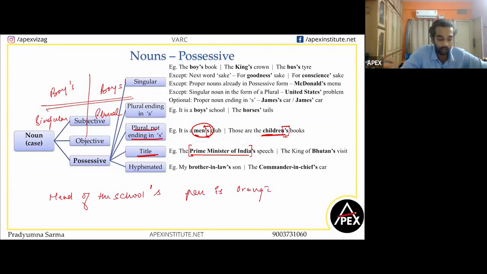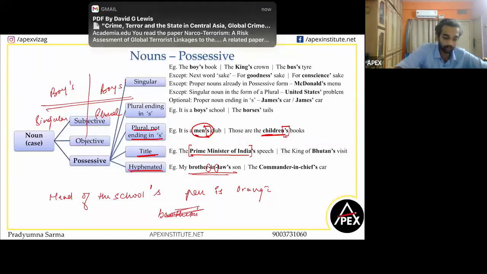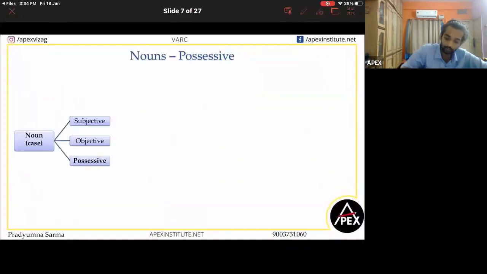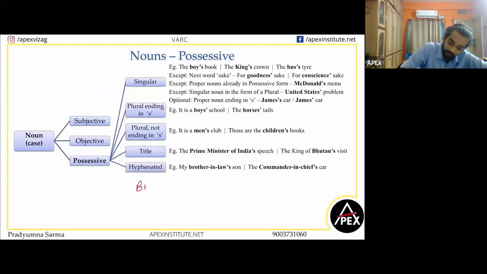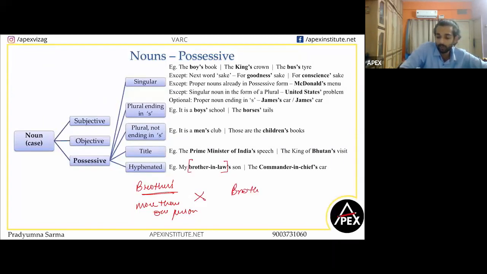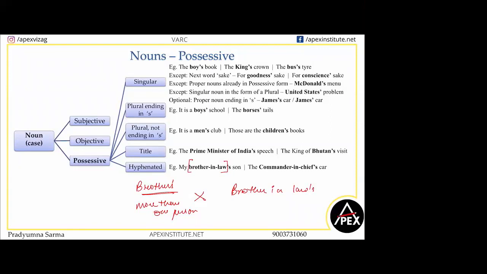Like that. Now what if it is hyphenated? Hyphenated means these hyphens. For example, my brother-in-law: we don't put the possessive on the name within the hyphens. Why? Because if I make it brothers-in-law, then what does this mean? This means more than one person. That is why we don't do this. We'll only put it at the end. So my brother-in-law's. Is that clear? Now do you understand?